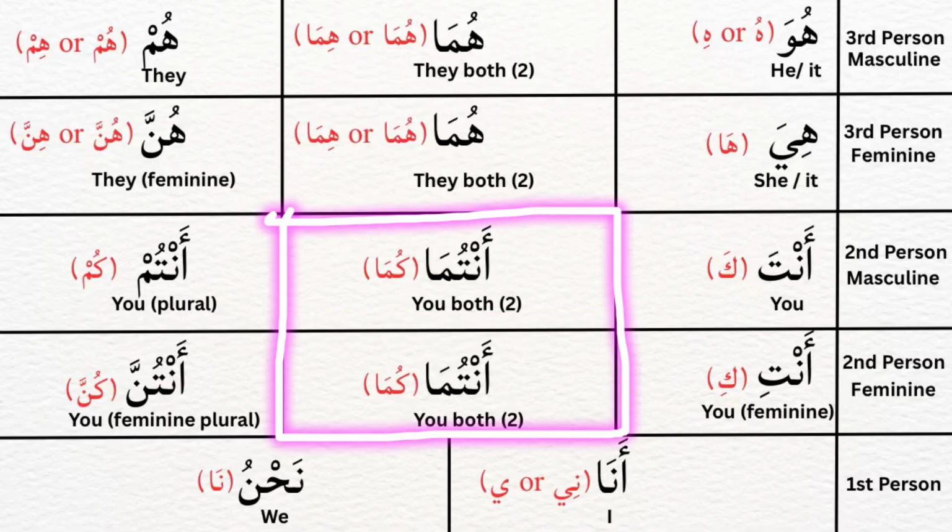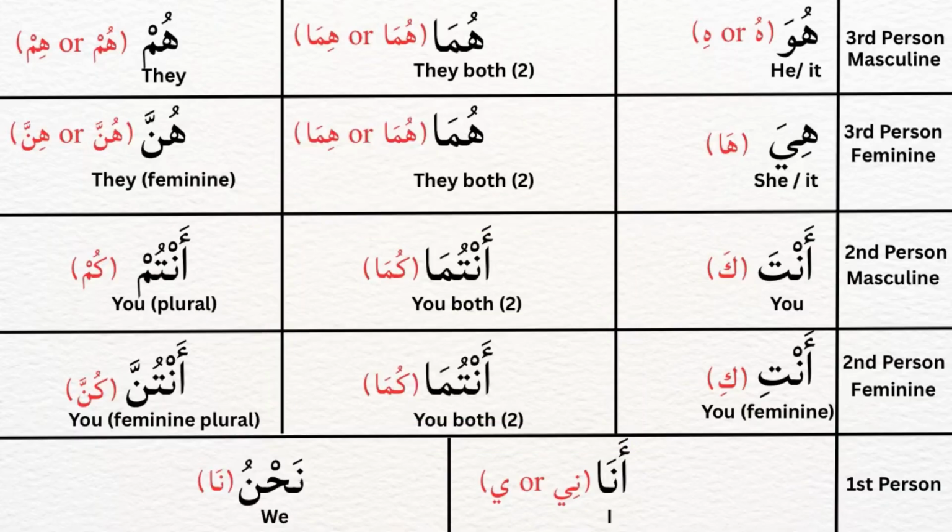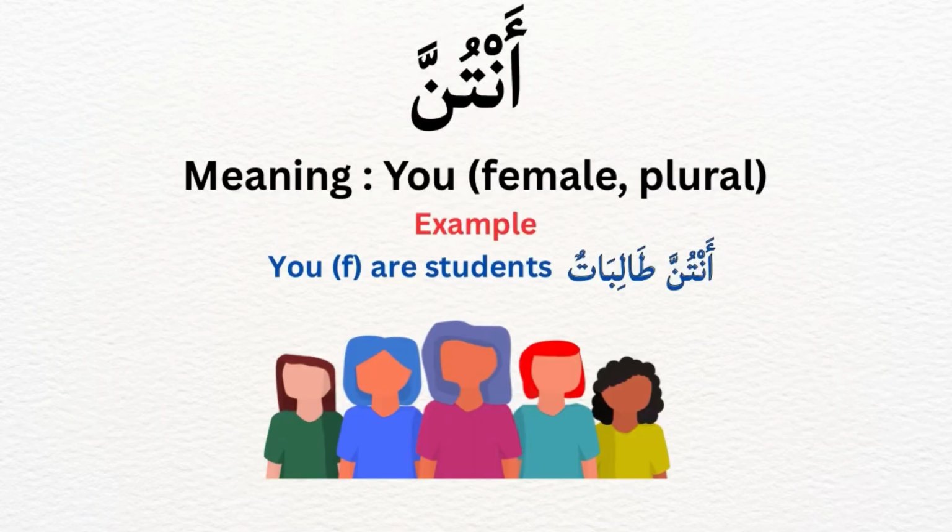Next comes antuma. As I said, antuma is common in both male and female. So just like before, it's used for 2 females as well. So whether it's 2 boys, 2 girls, or one of each, antuma works. And then comes antunna. This is for 3 or more females, exclusively females. In English, you all, but for only females. Example, when we are addressing the females and are saying you are students, we say antunna talibatun.